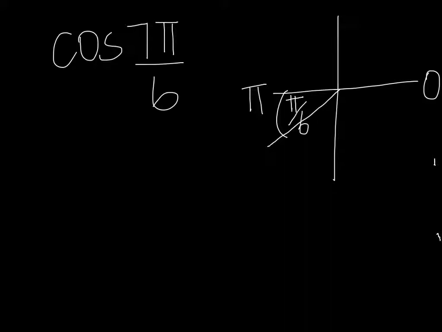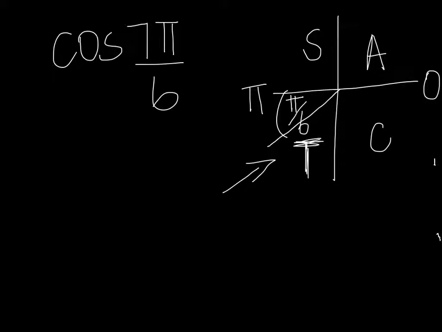So we know we're working in quadrant 3. Let's mark in our cast rule. Okay, so in this quadrant here, quadrant 3, cos will actually be negative because tan is the only one that is positive in that quadrant. So we're going to end up with a negative answer.